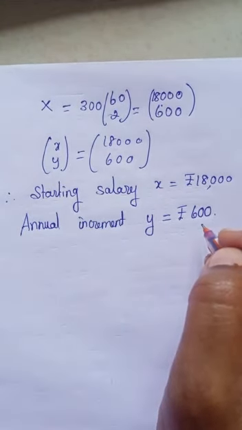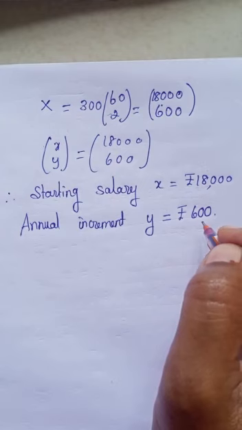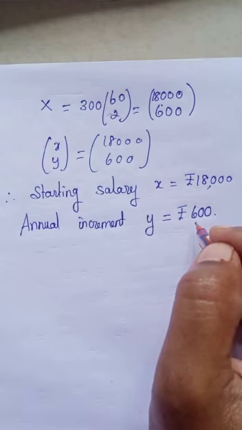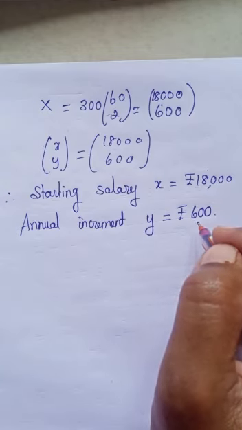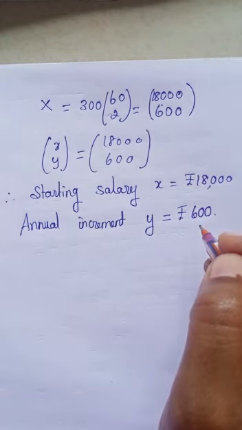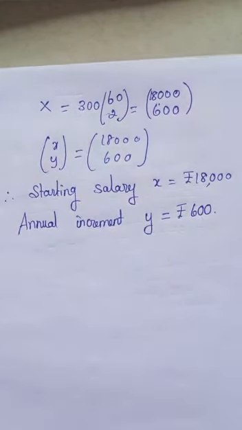Is it clear? Do you understand? So from the given question, we have to read it clearly once or twice, form the equation, then write it in the matrix form, solve it and find out the answer. Shall we move to the next problem?